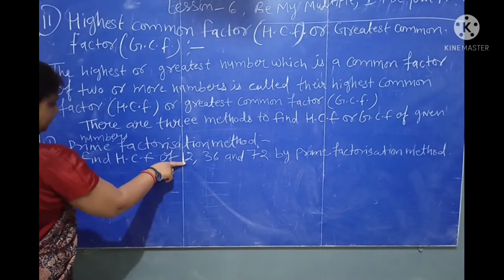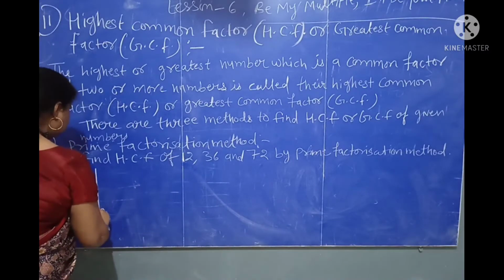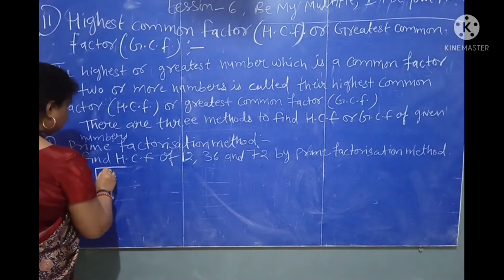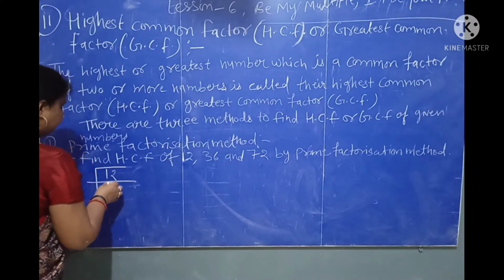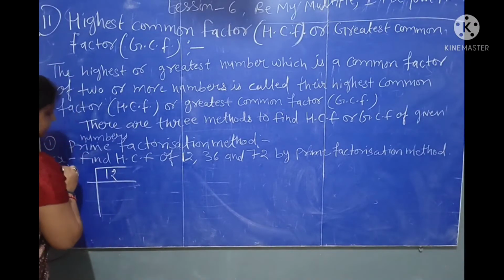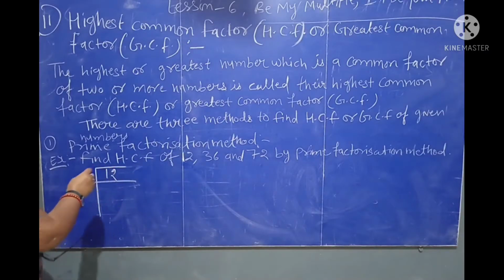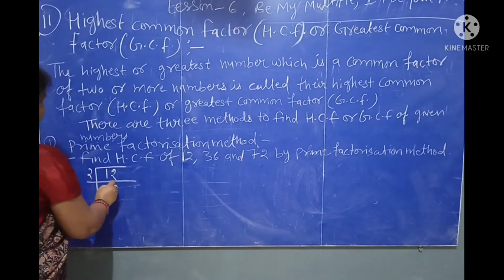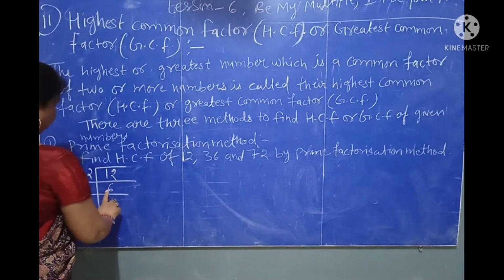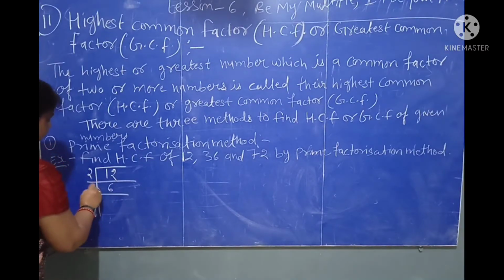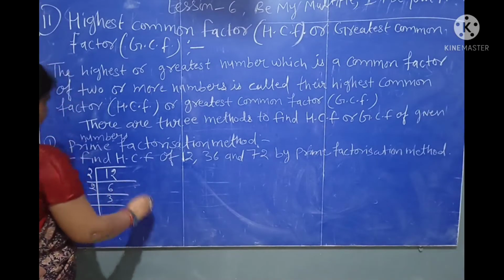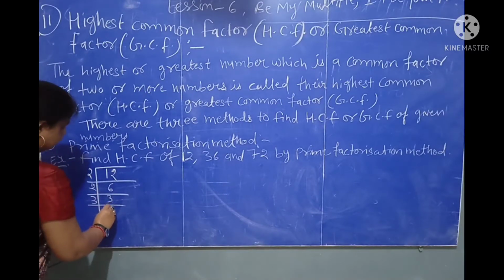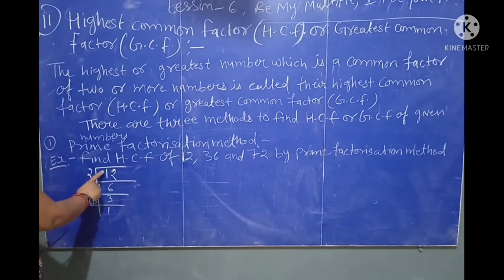First, we find factors of 12. We make a structure like this. So we write here 12. We need a number to divide 12. The least prime number is 2. So we take 2 as a divisor. 2 6s are 12. Now we take again 2 as a divisor. 2 3s are 6. Now 3 is not divisible by 2, so we take next prime number 3. 3 1s are 3. Here is the factors of 12.